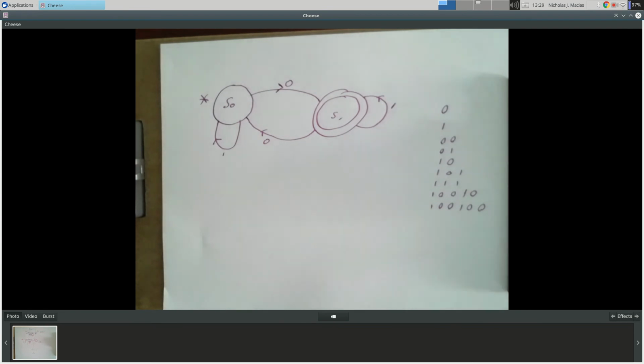Only odd. If you're in state zero and you get a one, change state? No. Okay, what about if you're in S1 and you get a one? If you get a zero, you change state. If you start with a one, you can do any amount of ones.